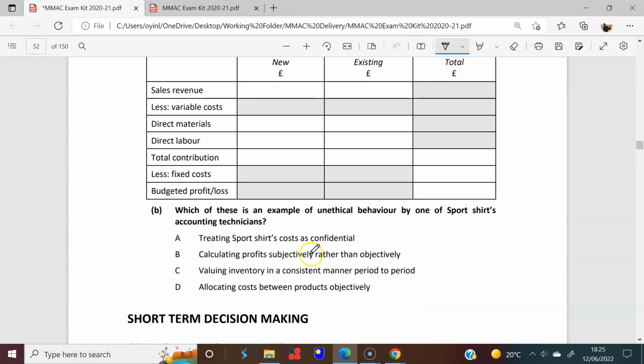Here is a bit of unethical behavior, but I think you'll be fine with that. It says which of these is an example of unethical behavior. You can probably see it screaming at you. Treating sports shirts as confidential. That makes sense. That's very much ethical. Calculating profit subjectively. The question of subjectivity straight away tells you that this is unethical. We want to be objective. OPPIC, objectivity, and you can see objectivity here and consistency. So B is the right answer here.